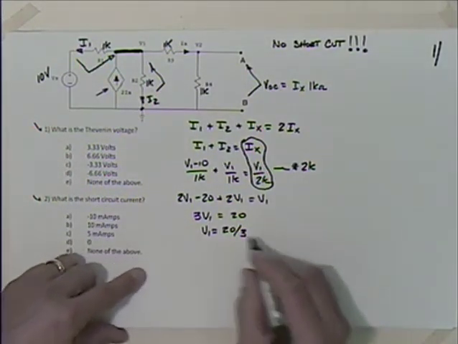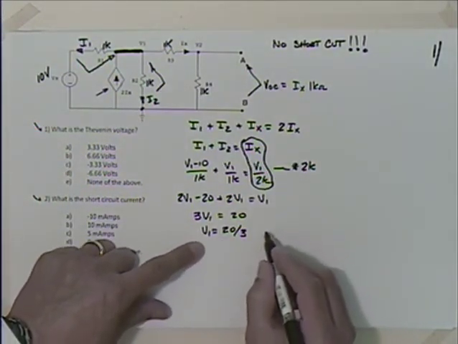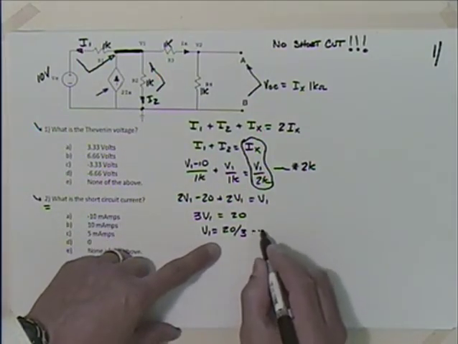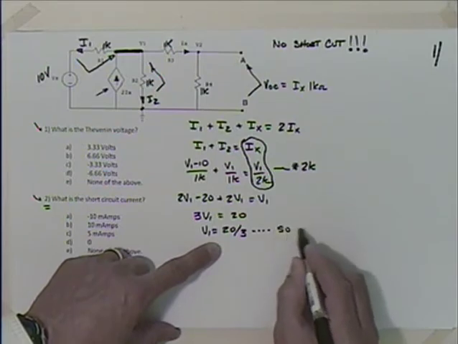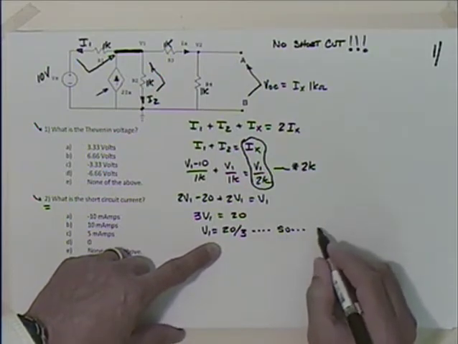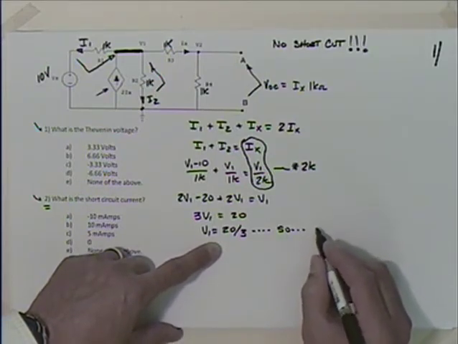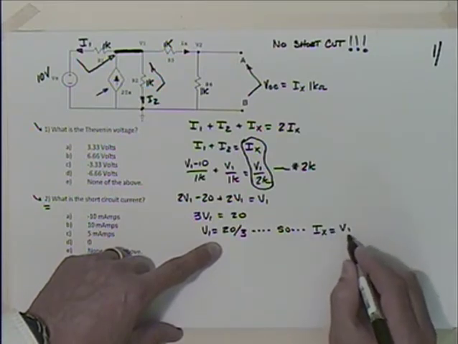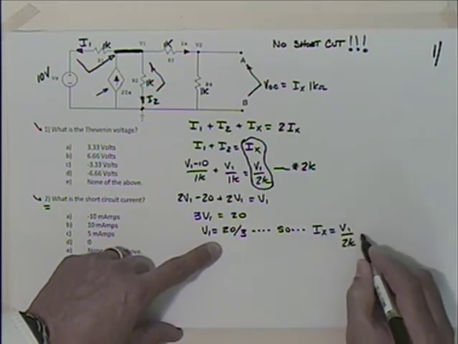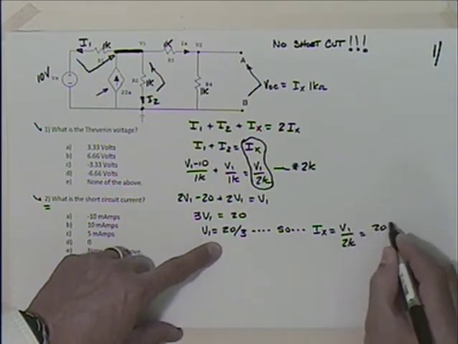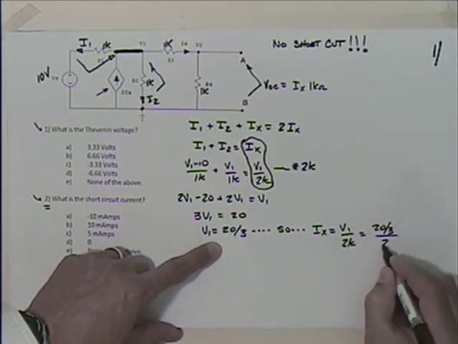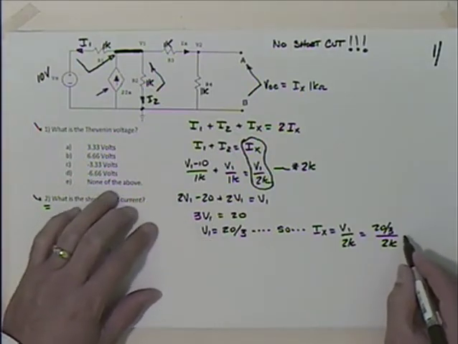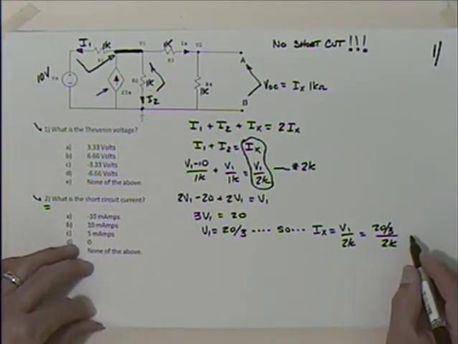Maybe I'll just continue working down here. I'm going to work problem number 2 on a separate page. So I can say that IX is equal to V1 divided by 2K, which gives me 20 over 3 divided by 2K, which would be what, 40 over 3 milliamps.